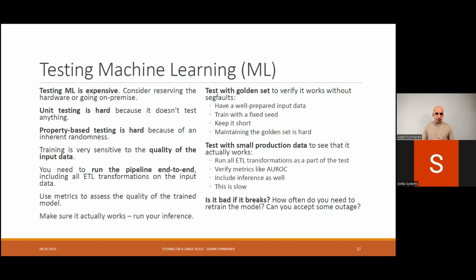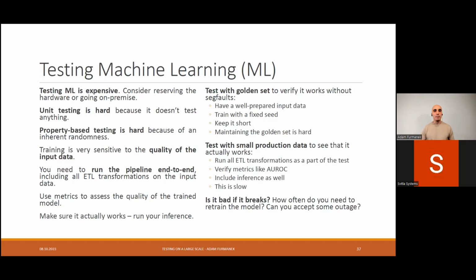And again, if something bad happens, it's always good to understand whether you actually need to retrain the model, or maybe you can accept some outage. For instance, if you are training a model for recognizing images, it's probably not a big deal if your pipeline gets blocked for a couple of days, because you'll continue using the older model, right?